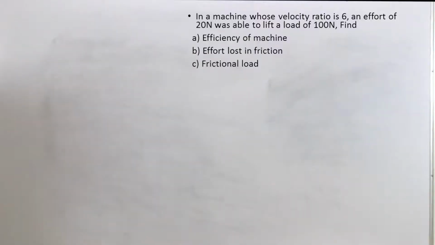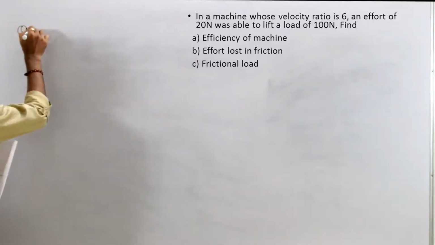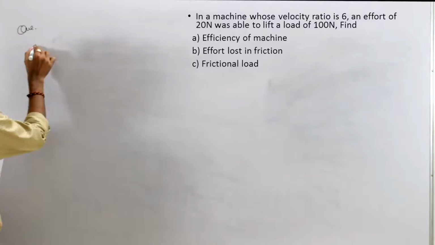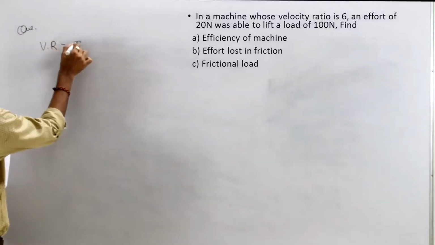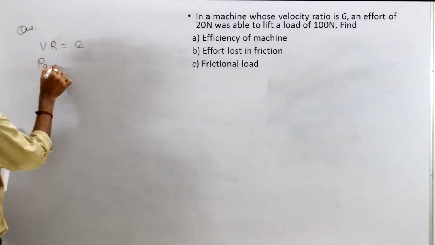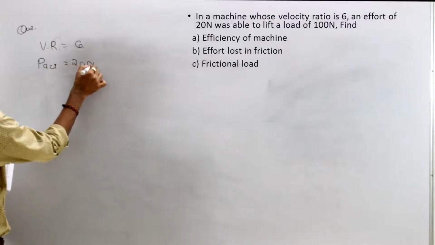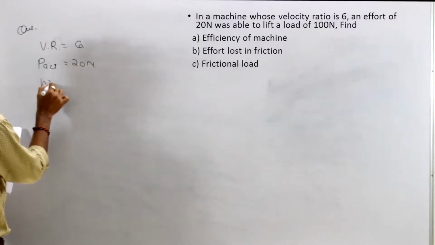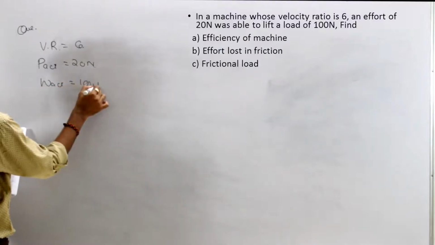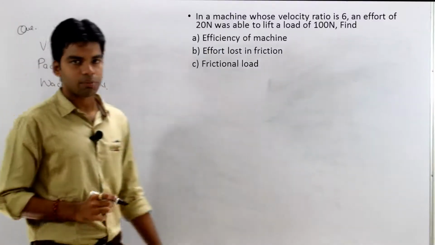We will solve one question. In a machine whose velocity ratio is 6, an effort of 20 Newton was able to lift a load of 100 Newton. Find first the efficiency of the machine, the effort lost in friction, and the frictional load. Okay. So, what is given in this particular question? Velocity ratio is given as 6, effort P actual is given as 20 Newton, and the load lifted, that means W actual, is given as 100 Newton. We have to first find the efficiency of the machine.